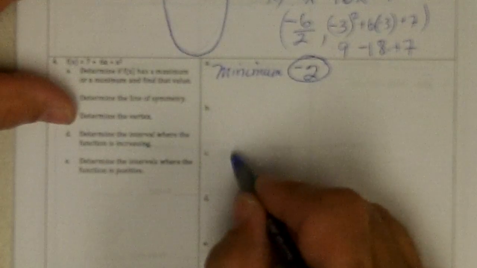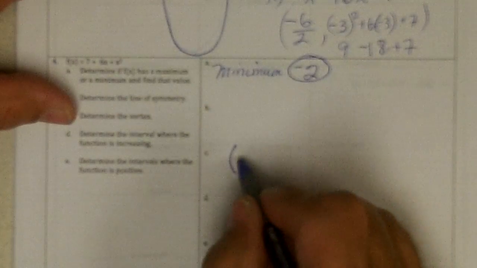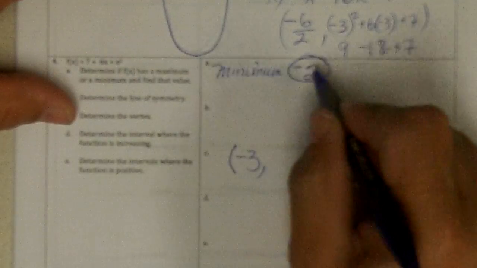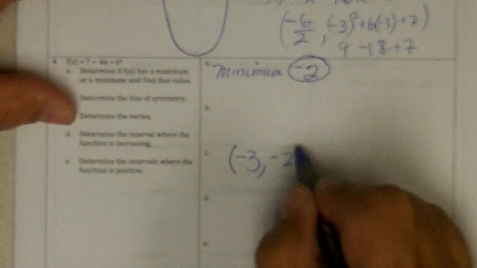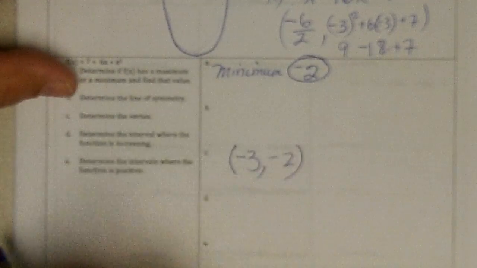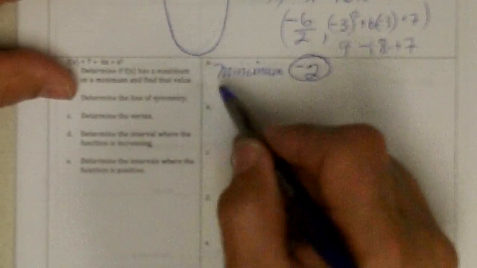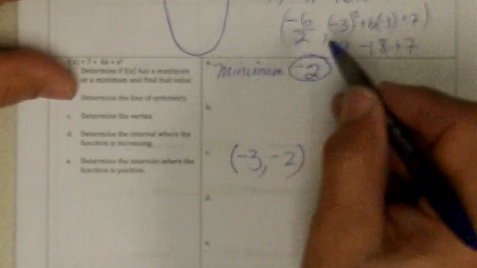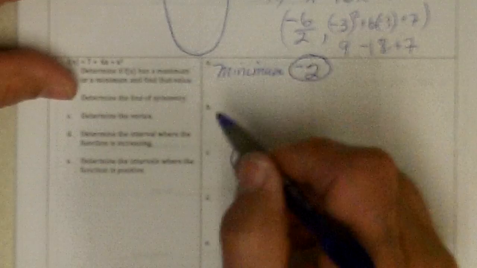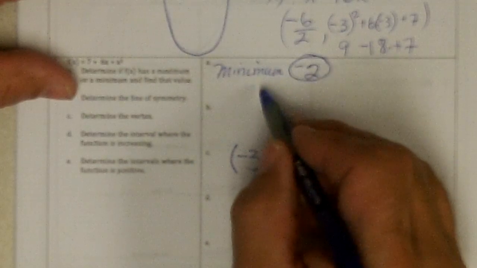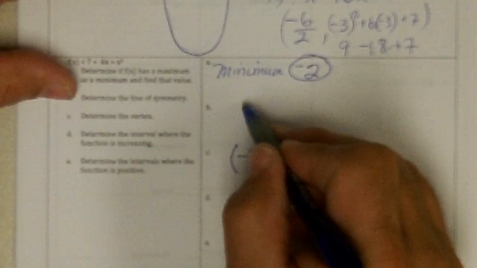Now, C says determine the vertex. Well, we figured out it's at minus 3 and has a height of negative 2. And B says, what's the line of symmetry? Well, that's the axis of symmetry, which is the opposite of b over 2a, negative 6 over negative 2 or negative 3.